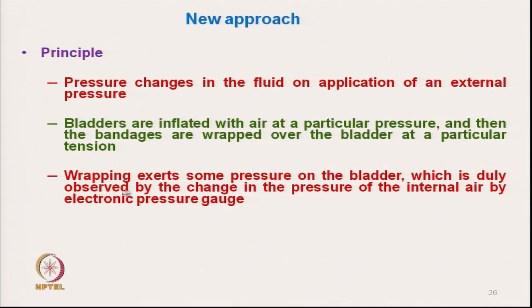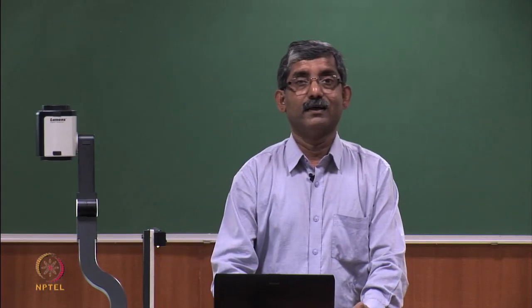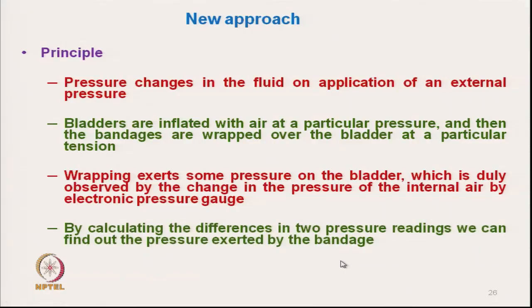Wrapping of the bandage exerts some additional pressure on the bladder, which is observed as the change in pressure of the internal air by an electronic pressure gauge. So, the internal air pressure is changed, the level of change is observed and that is recorded. By calculating the difference in two pressure readings, we can find out the pressure exerted by the compression bandage.